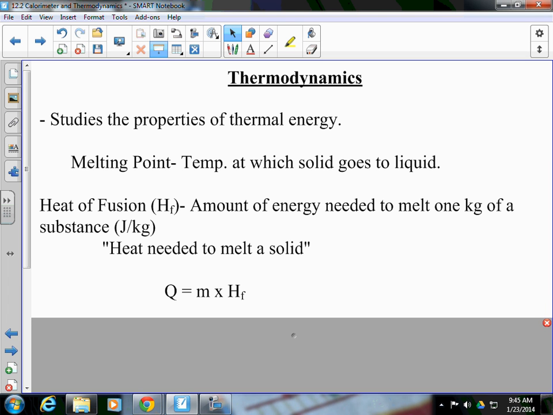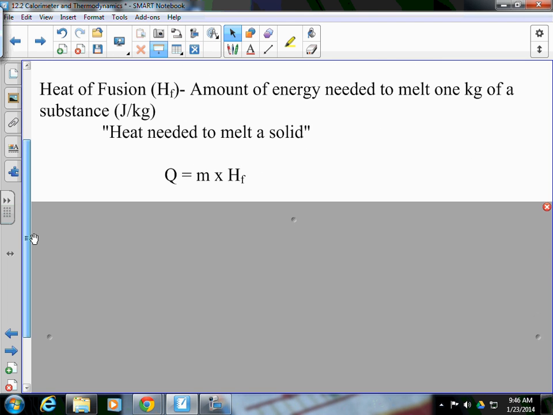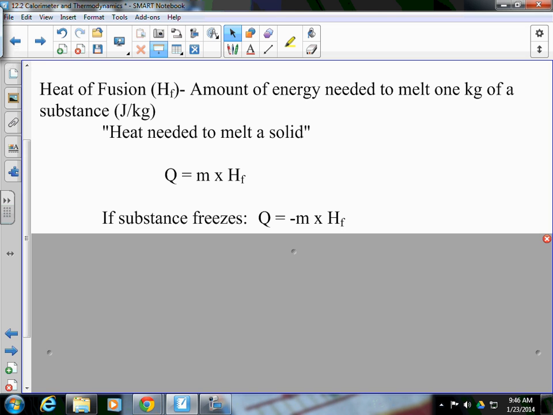And that equation, Q, is equal to M times HF, M being your mass of how much you have, and HF being the heat of fusion, which is a constant depending on your substance. Oh, sorry, skipped one thing here. If it freezes, it's going to be a negative value. If it freezes, you'll be going backwards and it'll have a negative value because you're removing heat rather than adding heat. So heat of fusion is for a phase change when we're going from a solid to a liquid or a liquid to a solid.